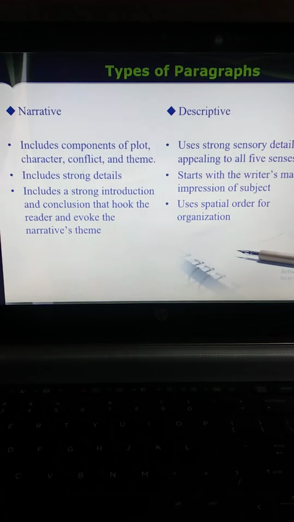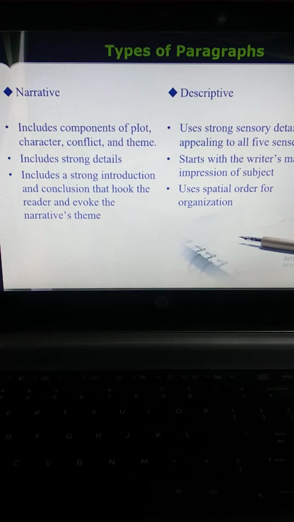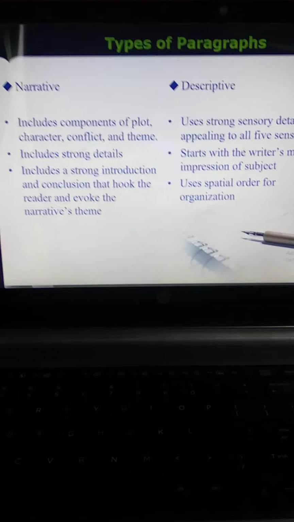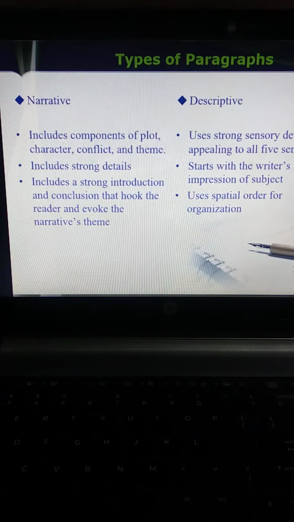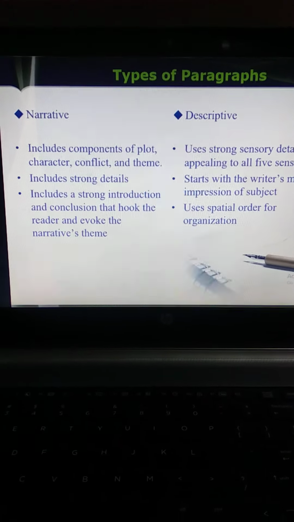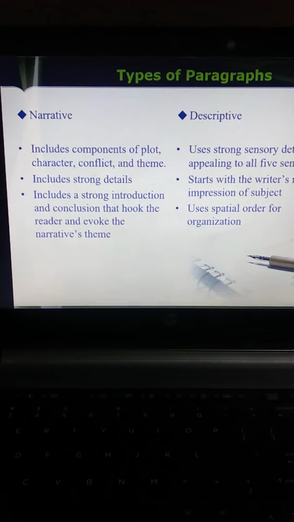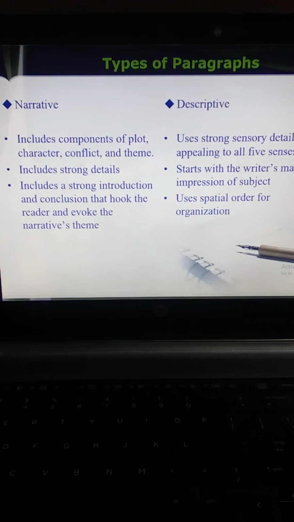It includes strong details, obviously, details of the events, details of the characters, details of the plot. It includes a strong introduction and conclusion that hook the reader and evoke the narrative's theme. So it talks about your best memory, the day you went to somewhere for hiking or something like that.